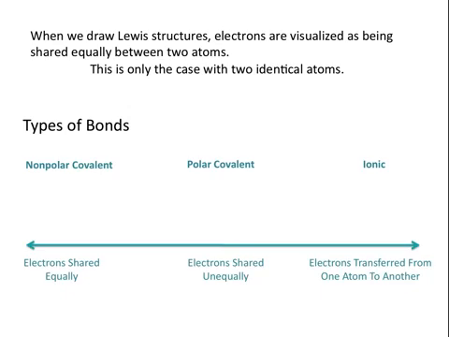The type of bond you have can theoretically fall anywhere in this range. It can be completely non-polar covalent when you have two identical atoms, where you have electrons shared equally, through varying degrees of electrons being shared unequally, all the way to having electrons transferred from one atom to another, in which case you would have an ionic bond.